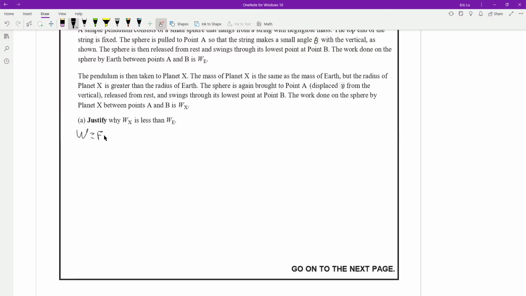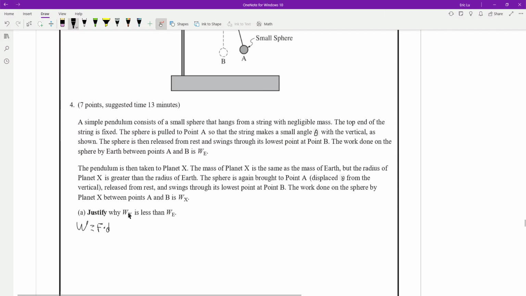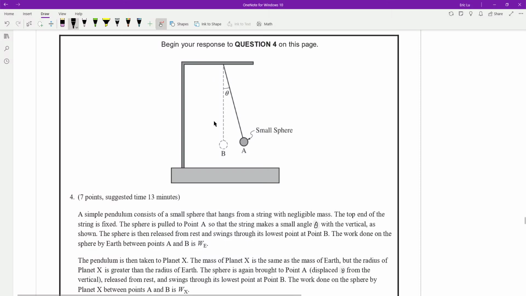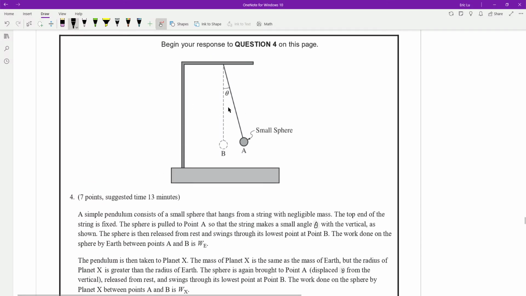Work equals force times distance. And the second step I would do is ask you to justify why the work on X is less than the work on E. So we would list all the differences we see between the system on Earth and the system on the planet X. So it says that they both make a small angle theta from point A to point B. So this system stays the same. The length of the string and the mass of the sphere is also the same. So this complete system is the same.